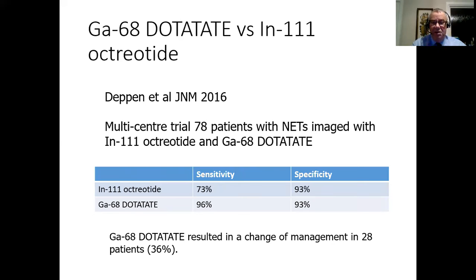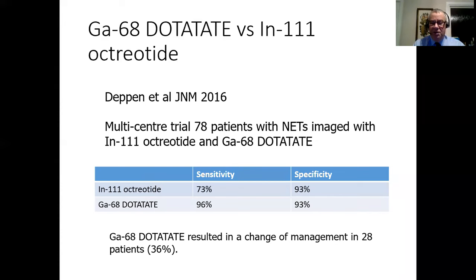So there was a multi-center trial published in the JNM in 2016 of 78 patients imaged with NET. This was with blinded reads. The scans were done in hospitals across the United States, and then the scans were sent to a set of readers who didn't know anything about the patients, and they had to read them. And then those results were compared with the actual pathological and imaging-based knowledge of where the disease was.